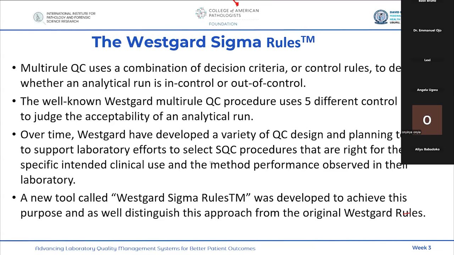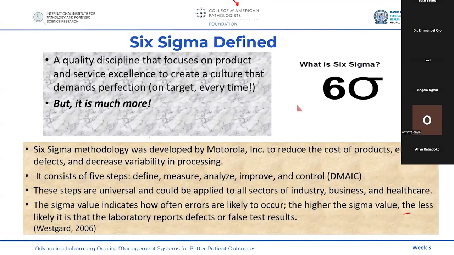Over time, Westgard have developed a variety of QC design and planning tools to support lab efforts and to select QC procedures that are right for their specific intended clinical use. So the Westgard Sigma rules is actually an improvement over the traditional Westgard rules. A new tool called Westgard Sigma rules was developed to achieve this purpose, and as well to distinguish this approach from the original Westgard rules. We are going to look at what that means.